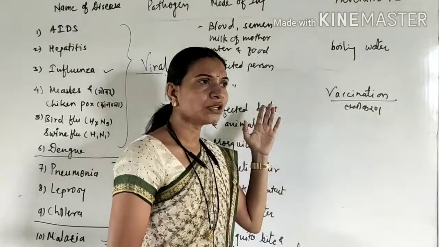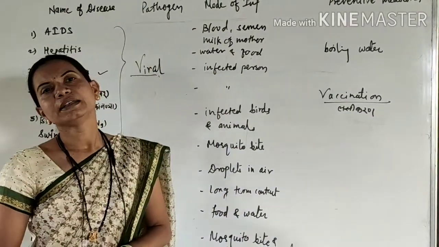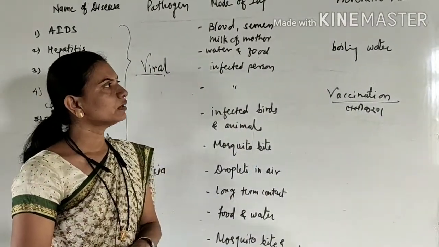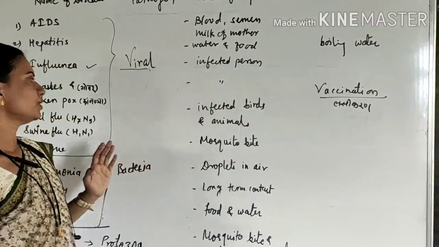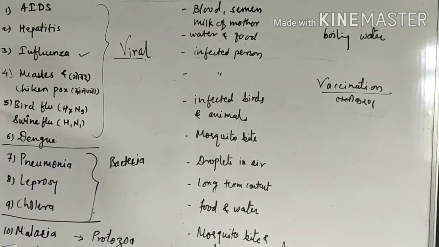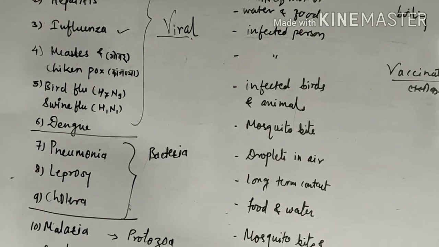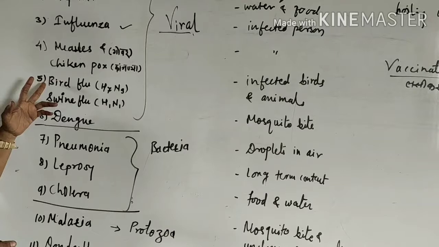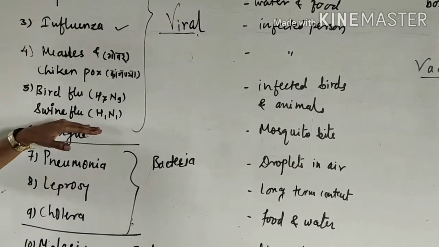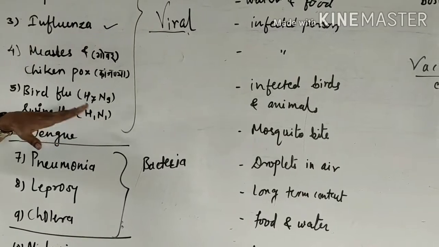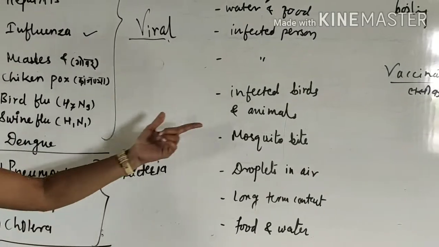Also your food must be clean and your water must be boiled. So these are the preventive measures for this. Then next disease is the bird flu and swine flu. This, according to its name, bird flu and swine flu, they are infection due to the infected birds and animal.